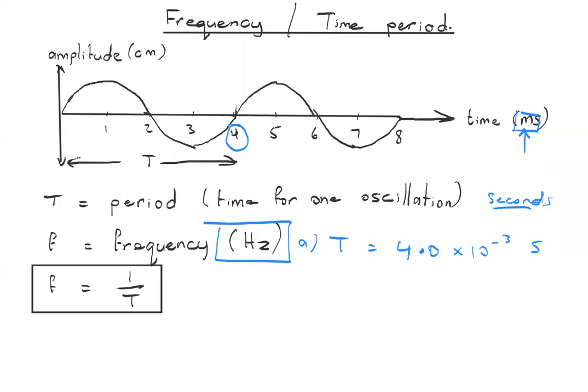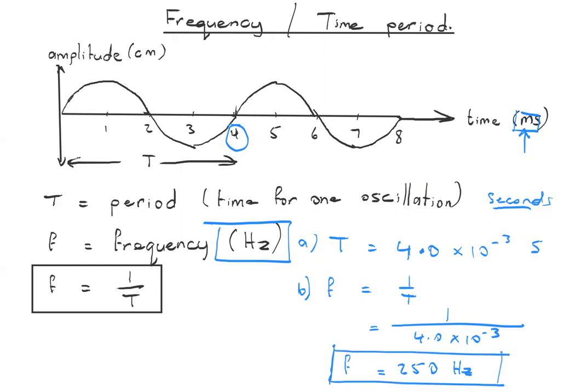If we wanted to calculate the frequency of this particular waveform or oscillation, we would just write f equals 1 over T, equals 1 over 4.0 by 10 to the minus 3 seconds. If you run that through your calculator, you'll get 250 hertz. That's 3 significant figures. If I wanted to make that 2 significant figures, I'd make it 2.5 by 10 to the 2 hertz. So I might put a box around that one. That's a simple question.